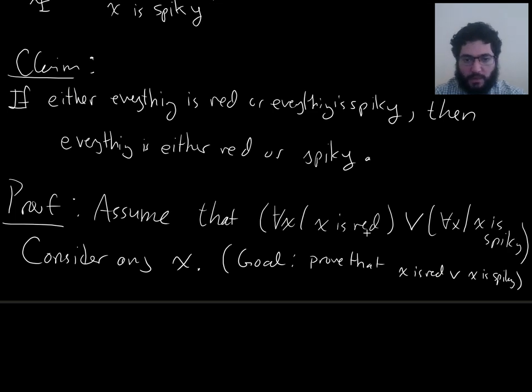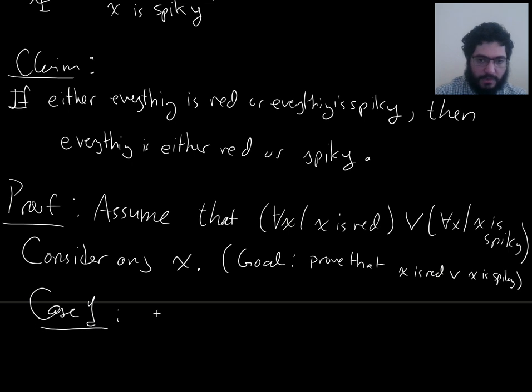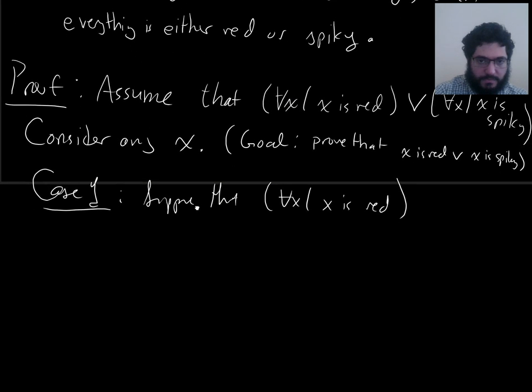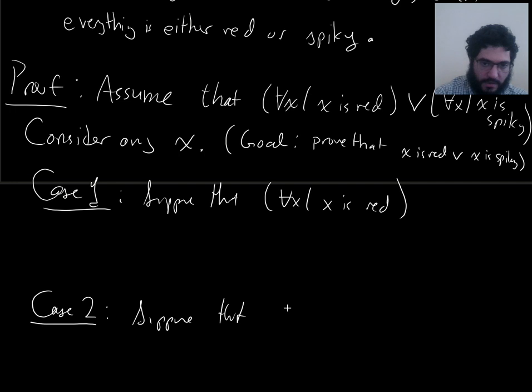So the only way really to make use of this, other than using some derived rules, but I can't think of any useful ones right now, is to use the basic rule for using an or, which is proof by cases. So there are two possibilities. Either everything is red or everything is spiky. So case one, suppose that everything is red. And case two, suppose that everything is spiky.